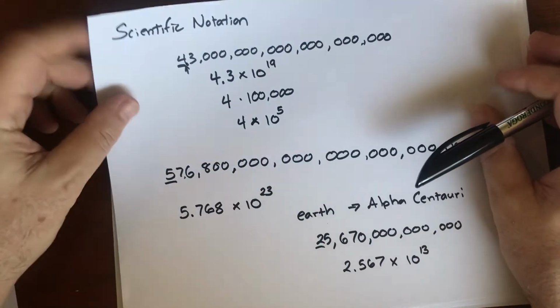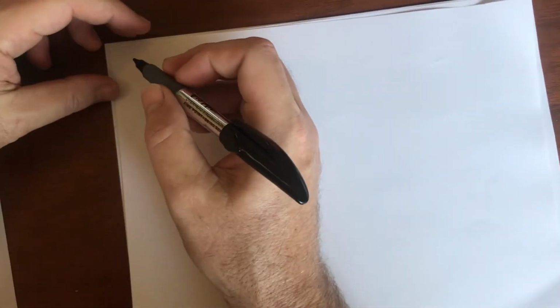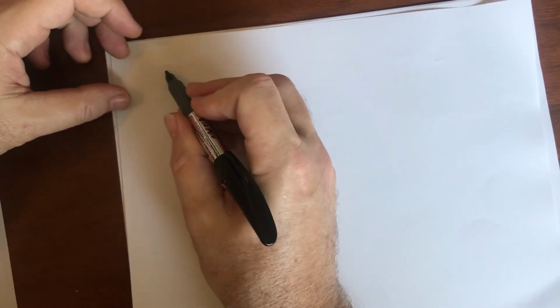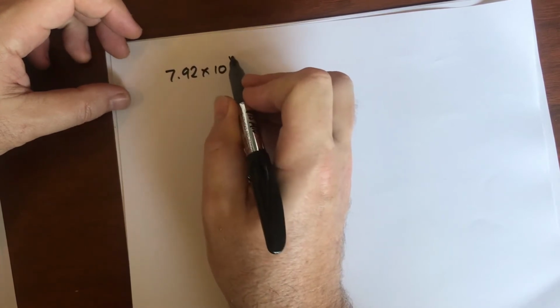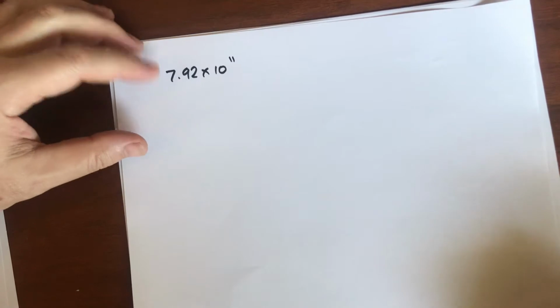The opposite of this, of course, is I give you a number in scientific notation form. Like if I gave you 7.92 times 10 to the 11th power. This is scientific notation. Let's make it expanded form. What's the real number? This is pretty simple.